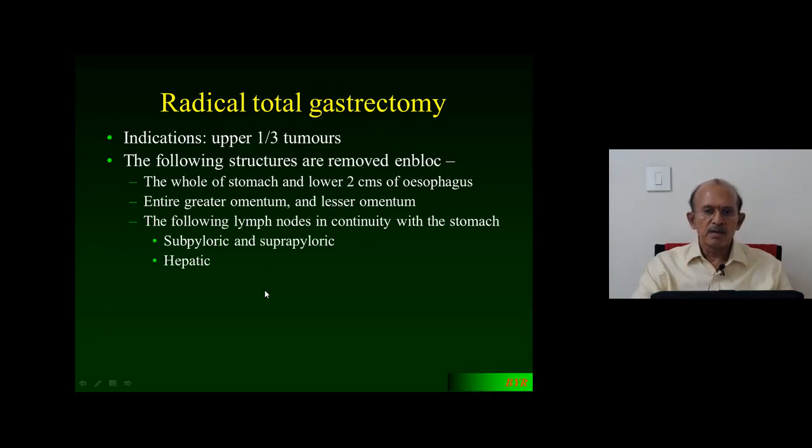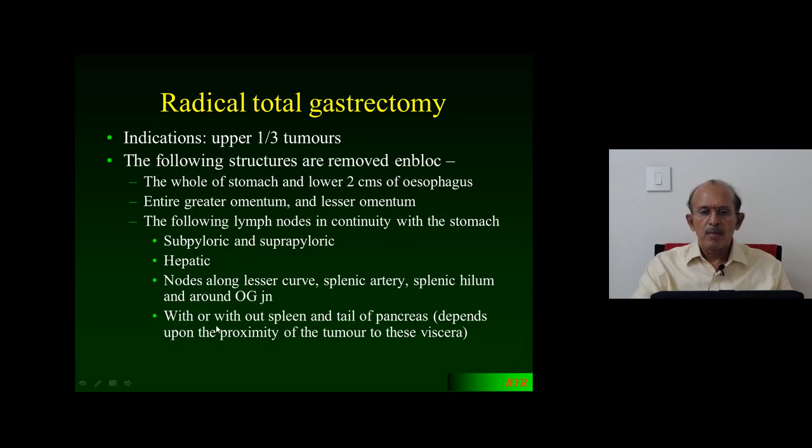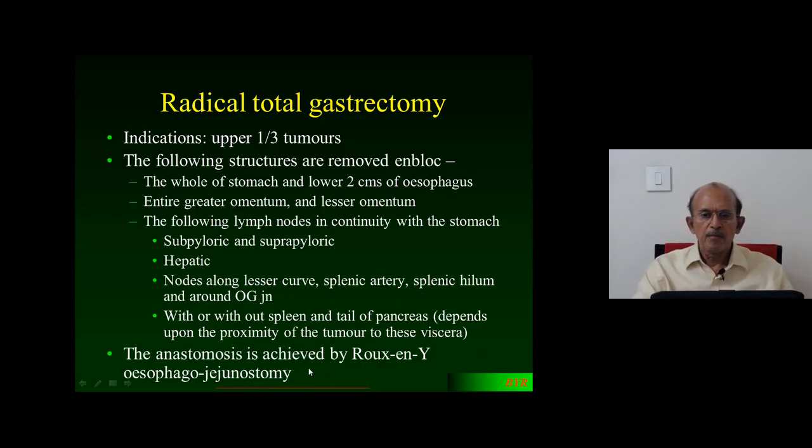Subpyloric and suprapyloric nodes, hepatic group of nodes, nodes along the lesser curvature, along the splenic artery, along the splenic hilum and around the esophagogastric junction, with or without the spleen and tail of the pancreas, depending upon the proximity of the tumor to these viscera. If the tumor is nearer to the tail of the pancreas, you remove the tail of the pancreas and spleen also. If it is not nearby, you can spare them. The anastomosis is achieved by Roux-en-Y esophagojejunostomy.